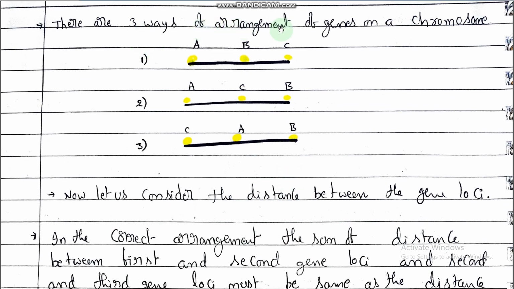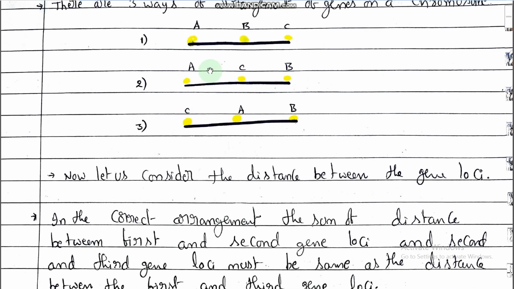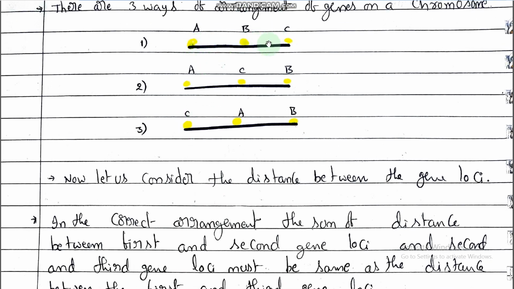There are 3 ways of arrangement of genes on a chromosome. You should understand this topic, then only you can understand whatever problems we will do next, right? There are 3 ways of arrangement of genes on a chromosome: A, B, C, and another A, C, B, and the third arrangement is C, A, B. In any arrangement, genes are arranged like this. There are 3 genes. Now the distance is the same. Whatever you can observe here, the distance is the same, but the genes only changed.